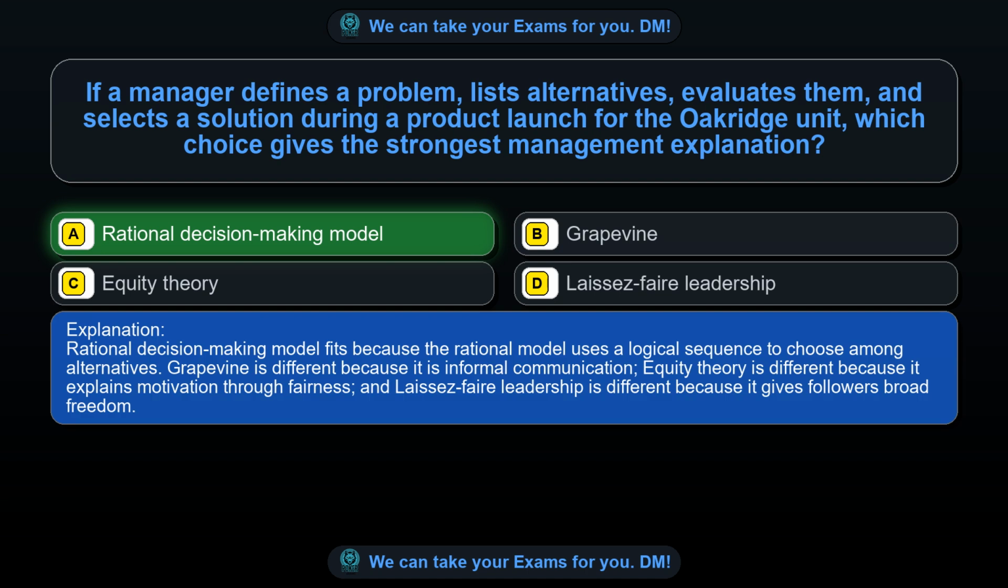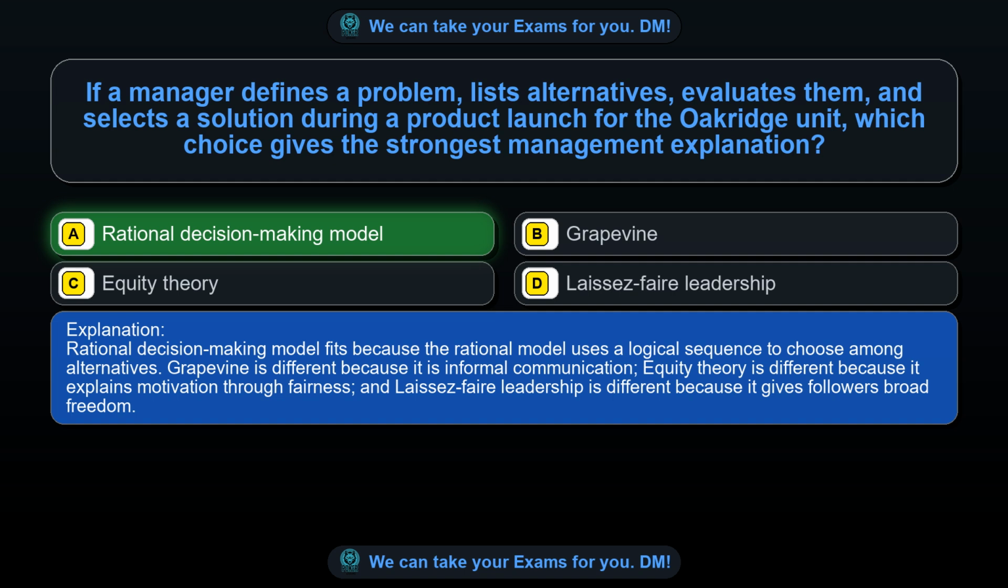Rational decision-making model fits because the rational model uses a logical sequence to choose among alternatives. Grapevine is different because it is informal communication. Equity theory is different because it explains motivation through fairness, and laissez-faire leadership is different because it gives followers broad freedom.